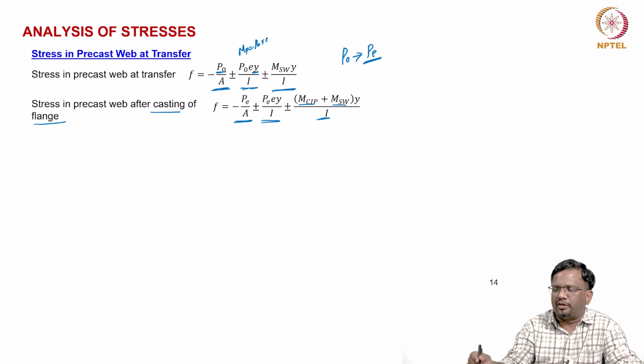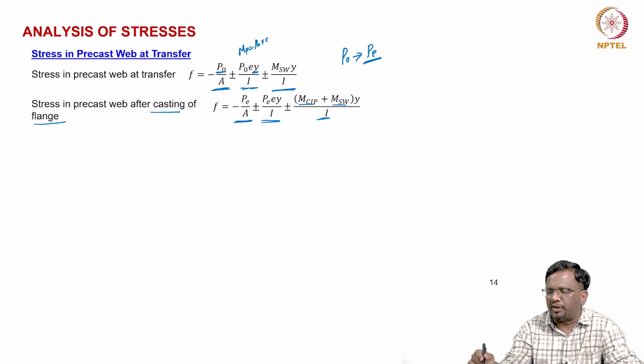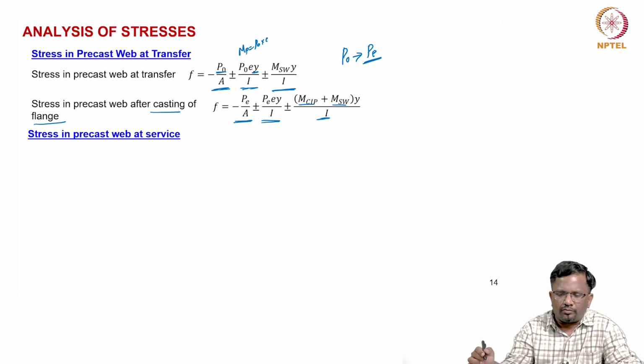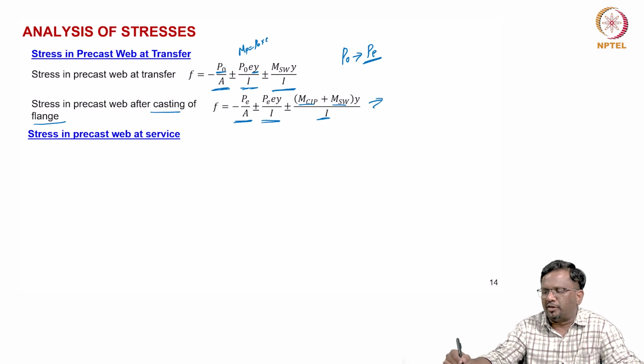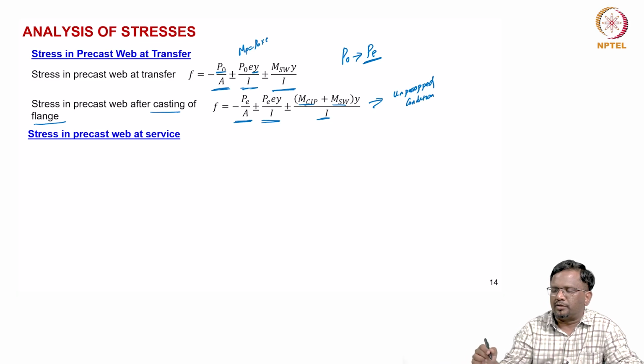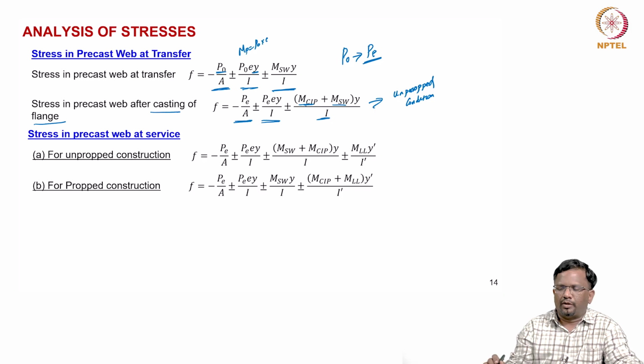be resisted. This is for an unpropped case, or we should say the moment due to the cast in place slab, into Y. Okay, this is for a composite. Let us say that this is a case for an unpropped condition, right, because that is the reason this is being taken like this, right. So that is what we are saying.